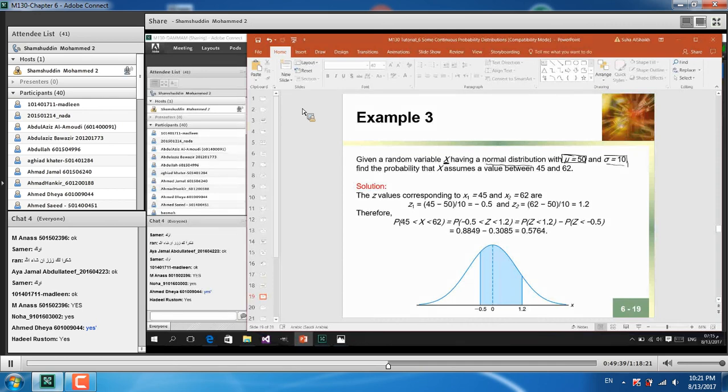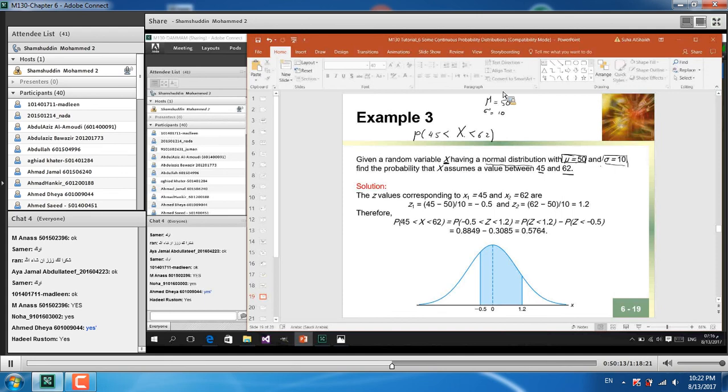But in this case, I have a mu of 50 and the sigma is 10. My mu is 50, my sigma is 10, and I'm talking about x. Find the probability that x assumes a value between 45 and 62. So I'm trying to find the probability of x greater than 45 and x less than 62. This is what I'm trying to do.